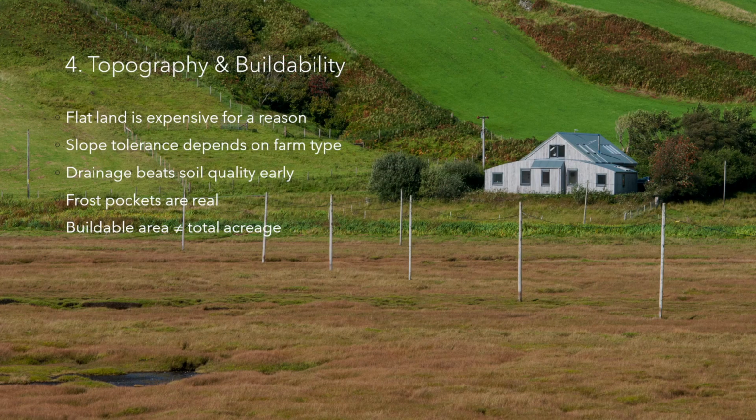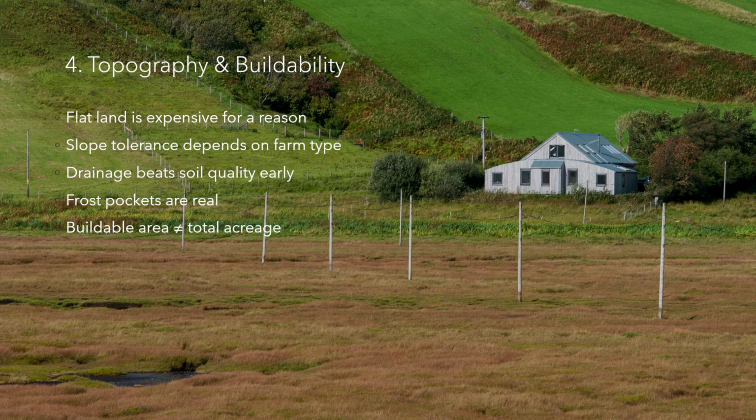So the fourth is topography. Flat land is expensive for a reason, right? It's because most farm types and projects outside of farm work well with flat land. Slope tolerance depends on farm type, so I'll go over that in the next slide. Drainage issues can be caused by slopes and also frost pockets, so those are colder areas caused by slope and elevation changes, so keep that in mind. And the other thing is, if you have sloped or rugged terrain, the buildable area is not going to be equal to the total acreage, so that's also important.